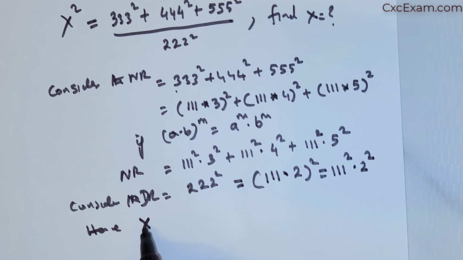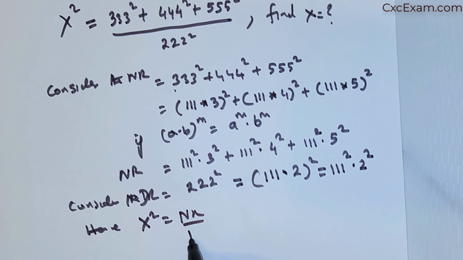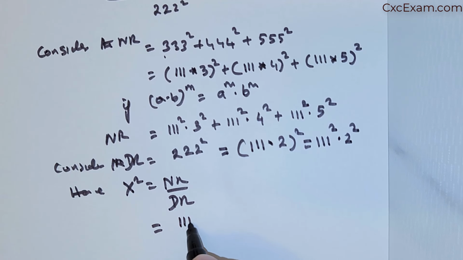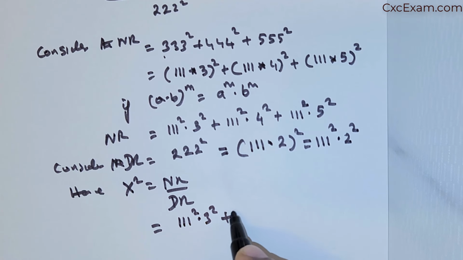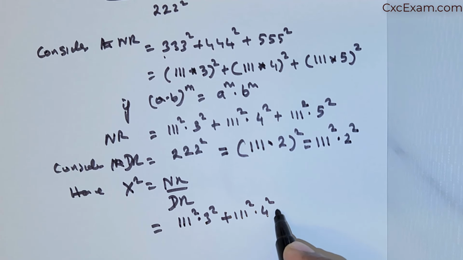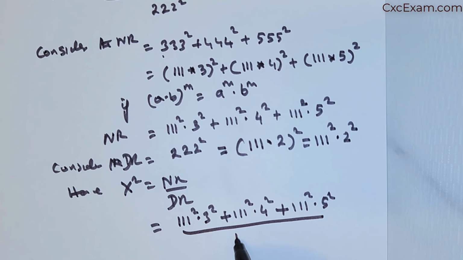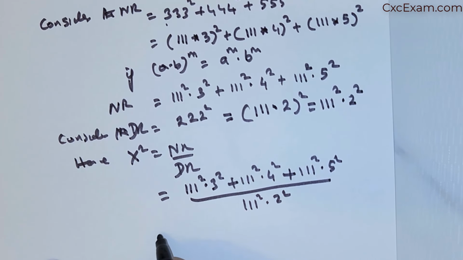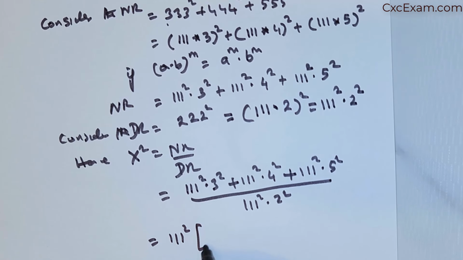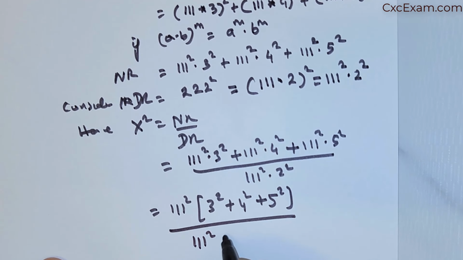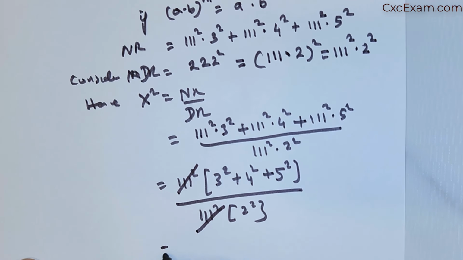Now, hence x squared is going to be numerator over denominator, which is 111 squared times 3 squared, plus 111 squared times 4 squared, plus 111 squared times 5 squared, divided by 111 squared times 2 squared. I can take 111 squared out, so this will give me 3 squared plus 4 squared plus 5 squared, divided by 111 squared times 2 squared. 111 squared can be cancelled.